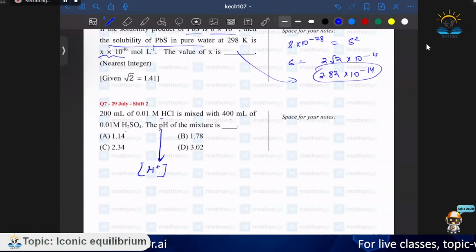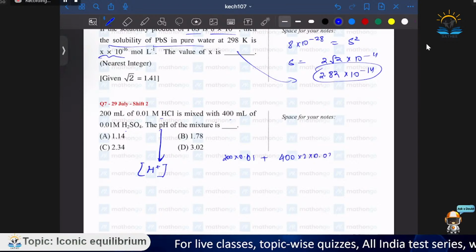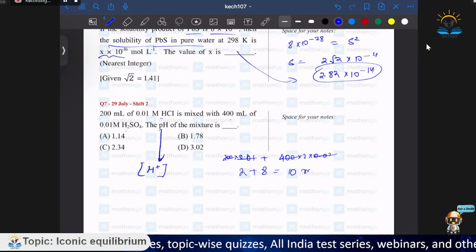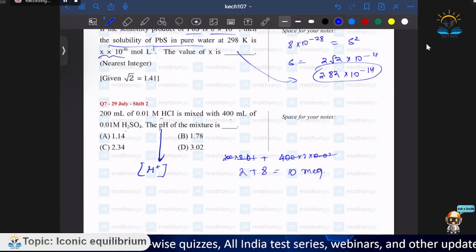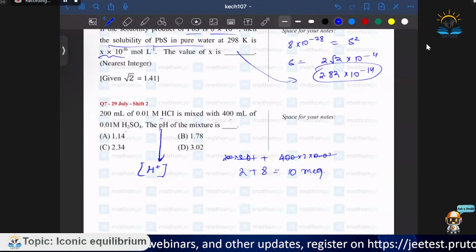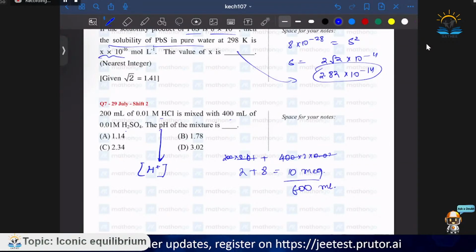So sum: 200 into 0.1, plus 400 into 2 into 0.01. This will be 2 plus 8, that is 10 milli equivalents. Now to convert it into concentration, you have to divide it by the total volume, which is 600 ml. This comes as 1 by 60.